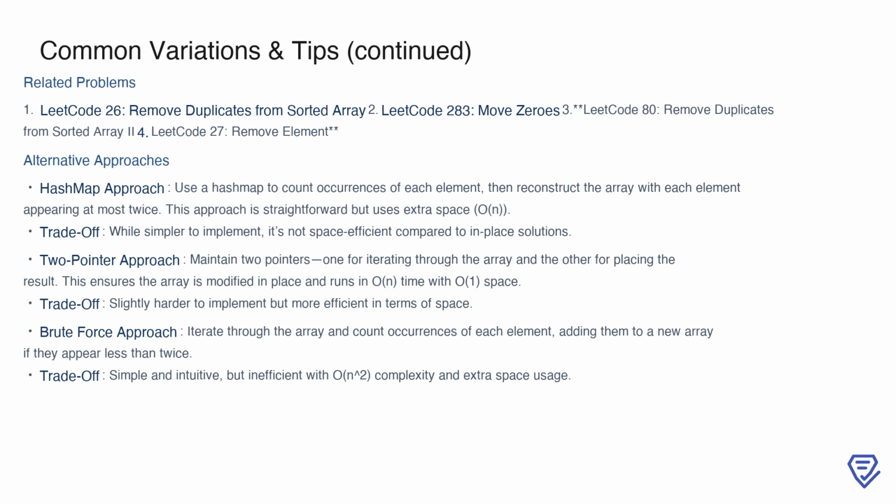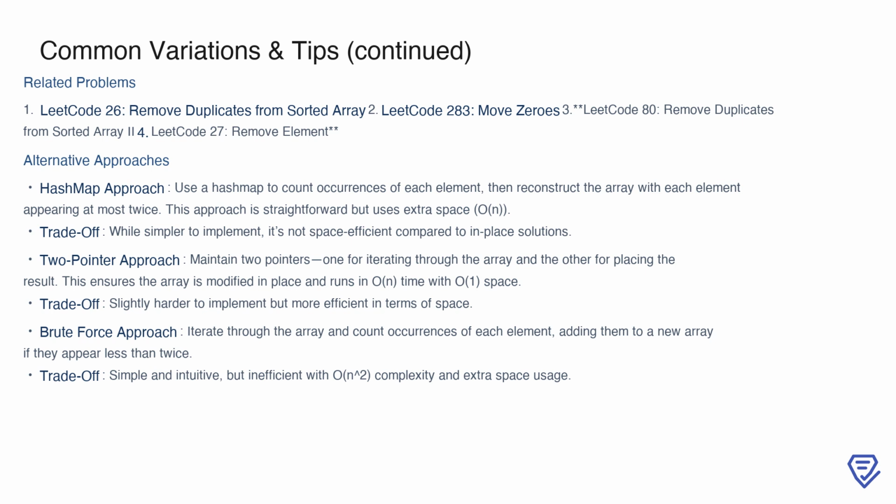As for alternative approaches, one option is the hash map approach. Here, you use a hash map to count occurrences of each element and then reconstruct the array, making sure each element appears at most twice. While this method is straightforward, it requires extra space, which makes it less efficient for space-constrained problems.